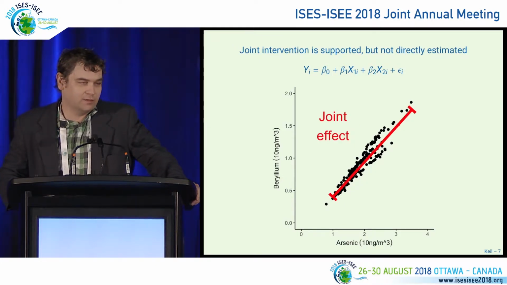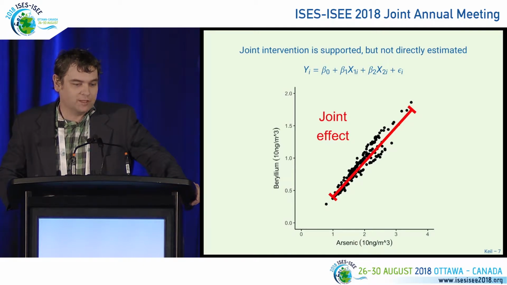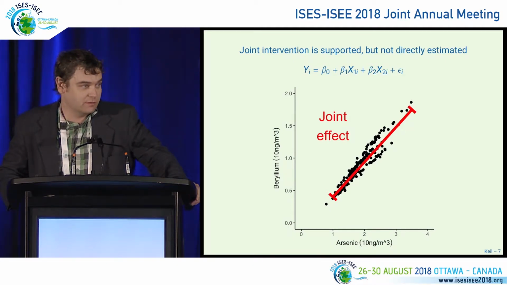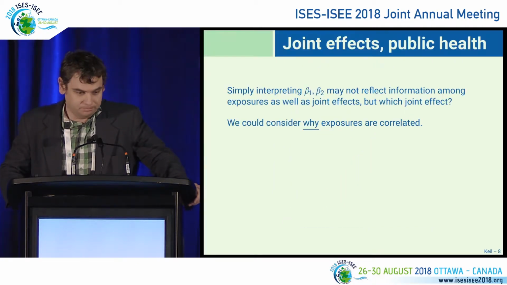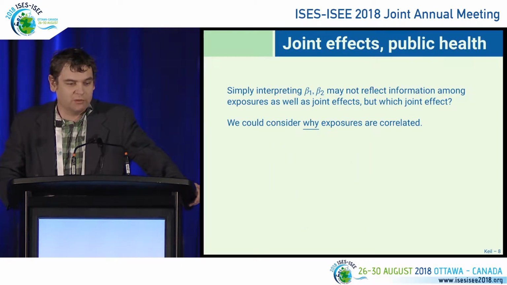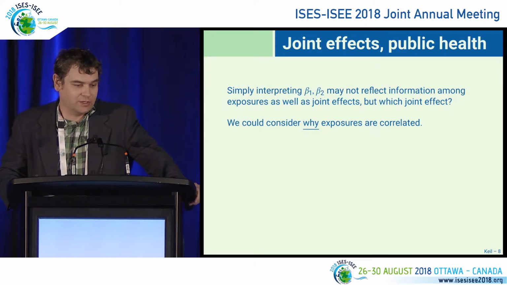One other way to think about this, and the way that I like to think about this, is considering joint effects. Now, joint effects would be something like decreasing beryllium and arsenic at the same time and seeing what happens if you were thinking about doing this in a lab setting. But I like to think of joint effects as intervening along the diagonal axis, where we're just decreasing all exposures at the same time. And at least the way I've drawn it here, this is well identified by the data. Everything along that diagonal axis is supported by the data we've actually collected. So simply interpreting beta 1 and beta 2 may not reflect information among the exposures as well as joint effects.